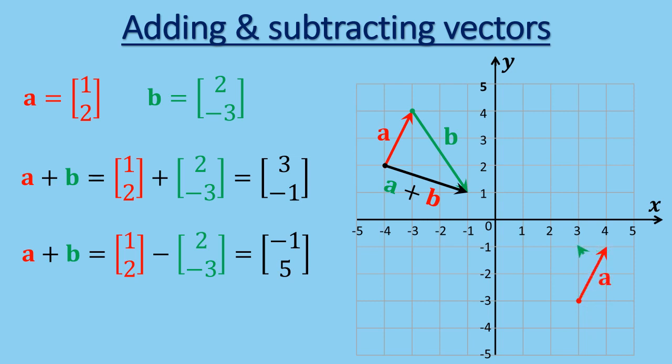From the head of vector A, we will move to the head of vector minus B, by moving 2 units to the left and 3 units up. Now we can draw the result of the subtraction, a tail at the tail of vector A and a head at the head of vector B.